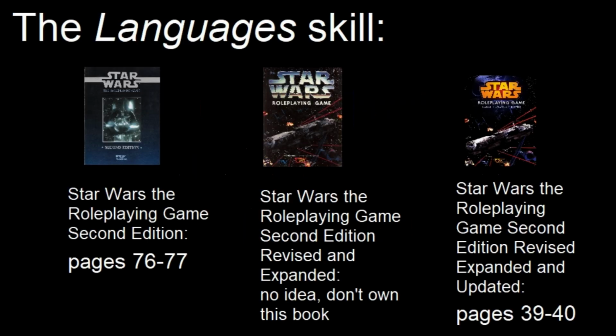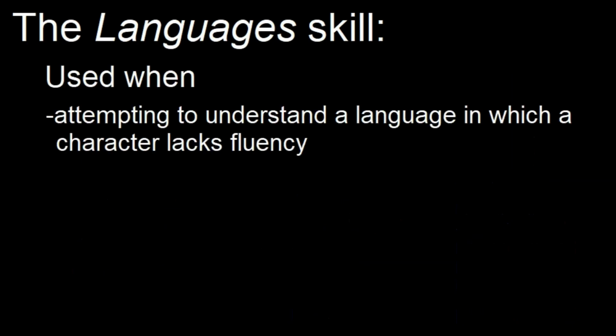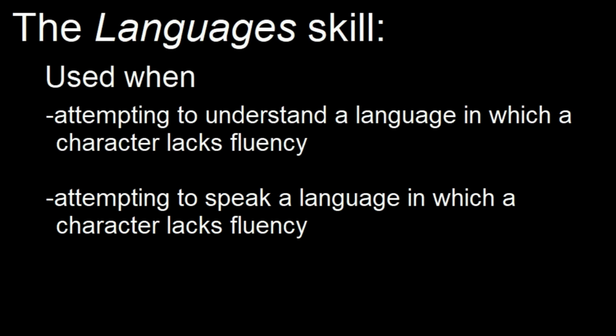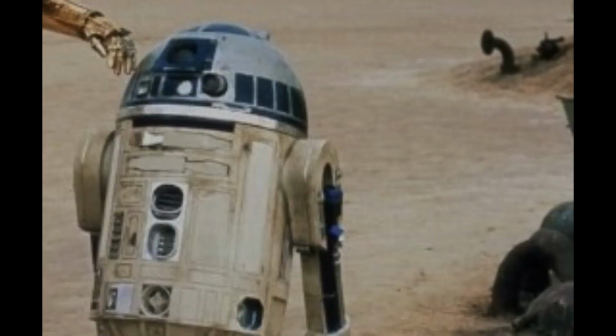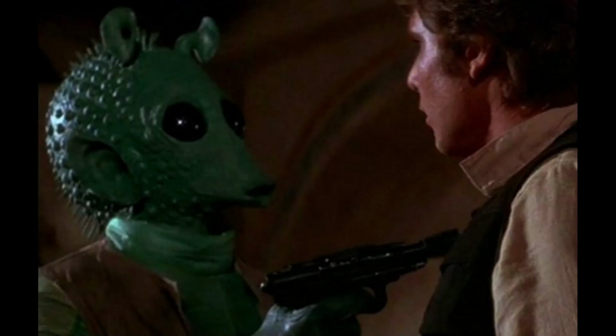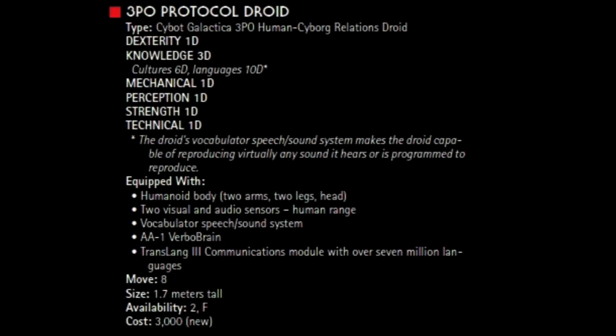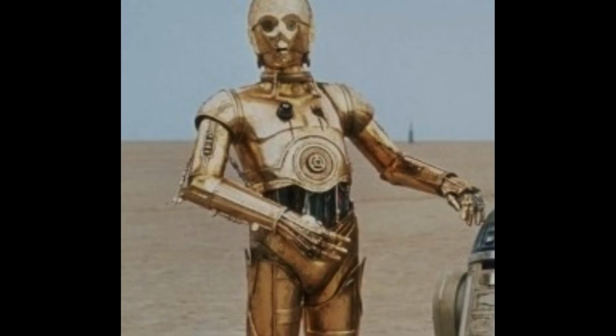Instead, this game has the languages skill. The languages skill is used when a character is trying to understand or speak a language in which they aren't fluent. They can also use it to learn new languages. This is a good thing, since in the movies there are a lot of characters who don't speak Basic for a variety of reasons. It's also good because it allows us to have stats for a protocol droid without having to write down all of its 6 million forms of communication.